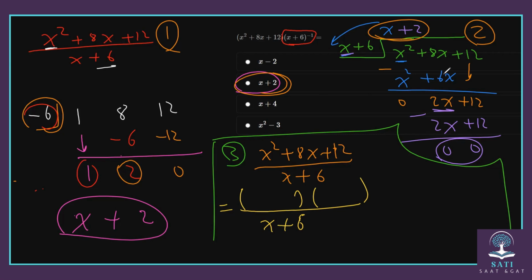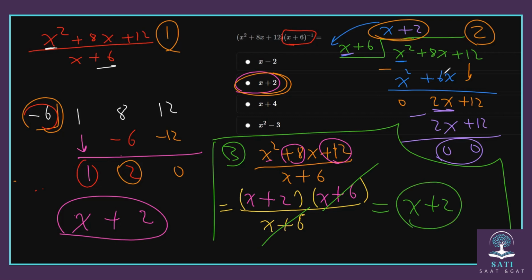I factorize x squared as x and x. Now I think of two numbers that when I multiply them give positive 12, and when I add them give positive 8. They are positive 2 and positive 6, because 2 times 6 is 12, and 2 plus 6 is 8. Now I can simplify the numerator with the denominator. x plus 6 goes with x plus 6, so what is left is x plus 2, and this is the answer.